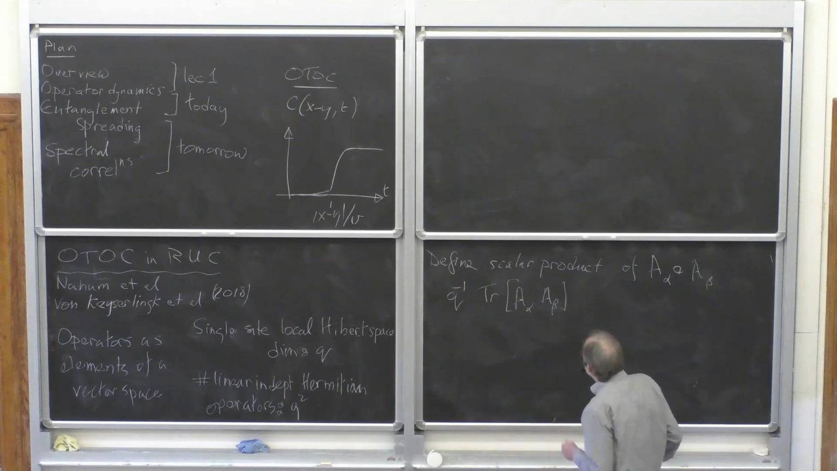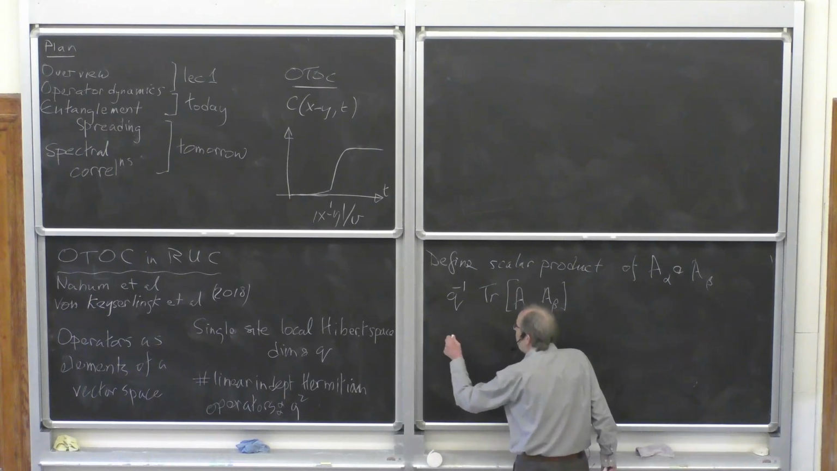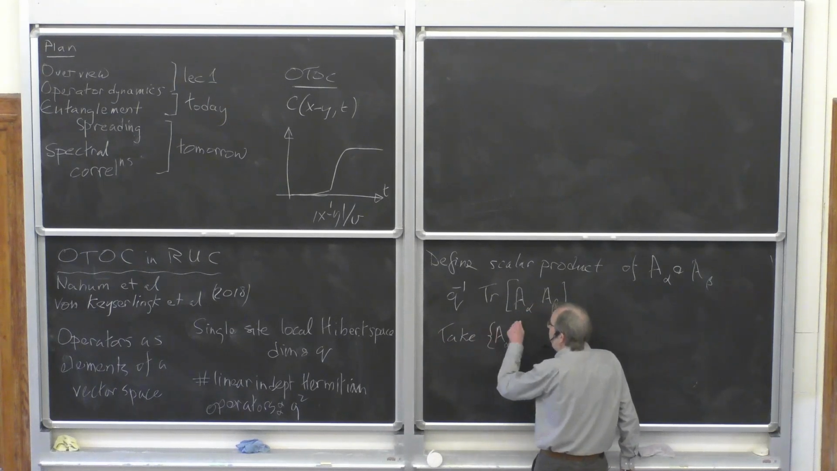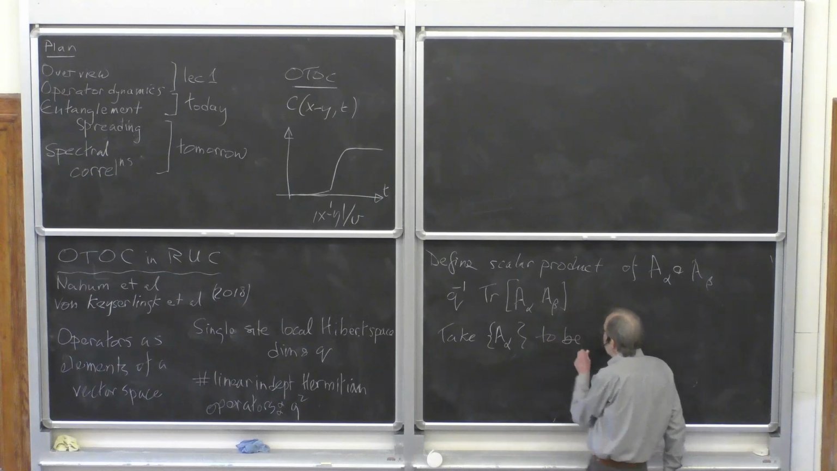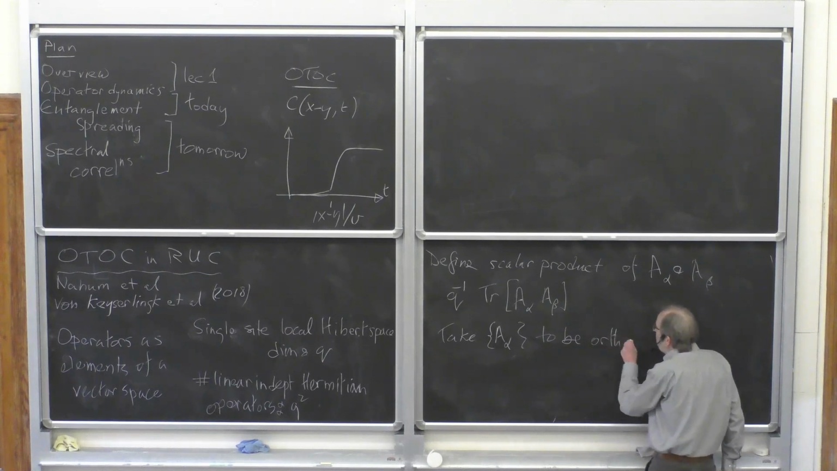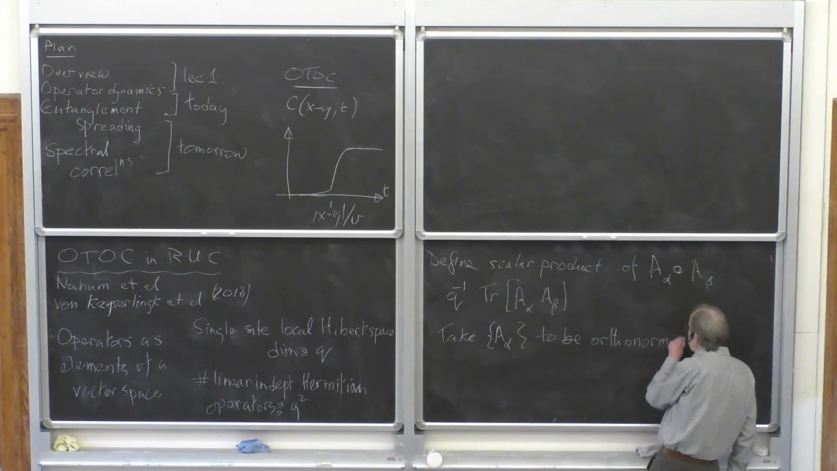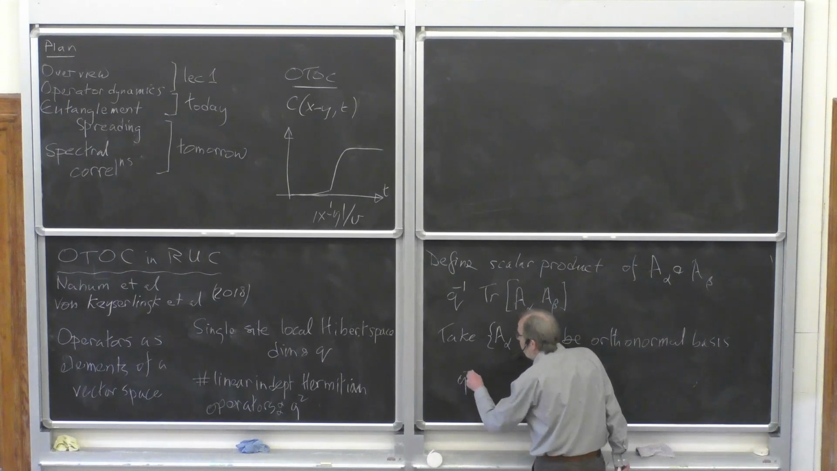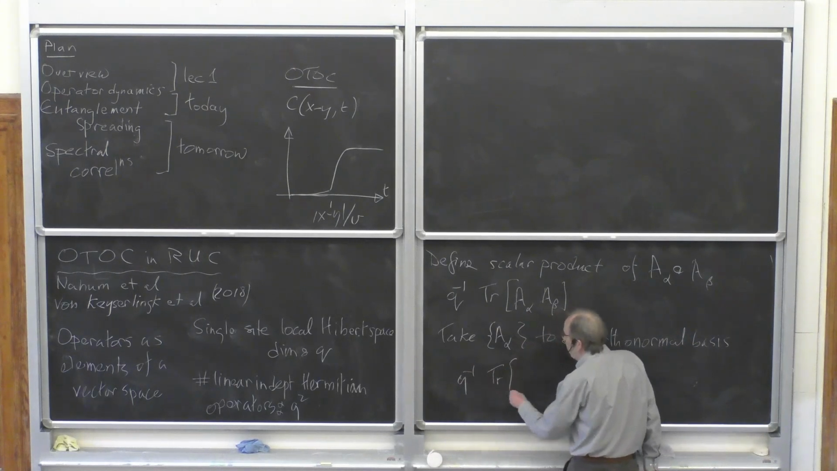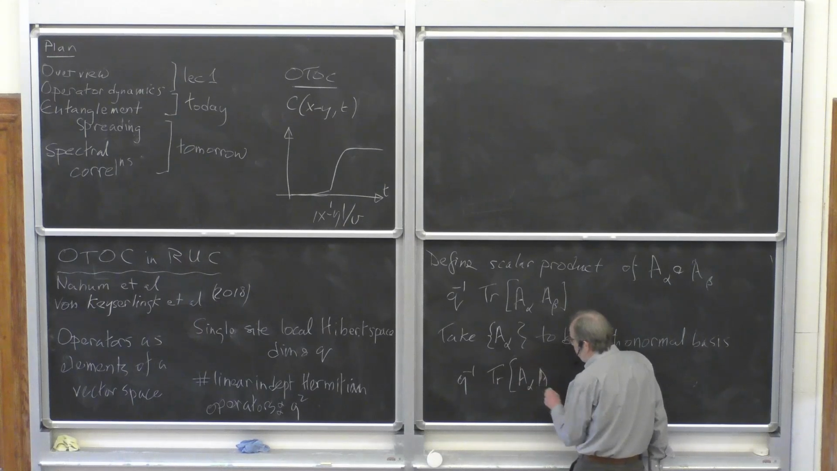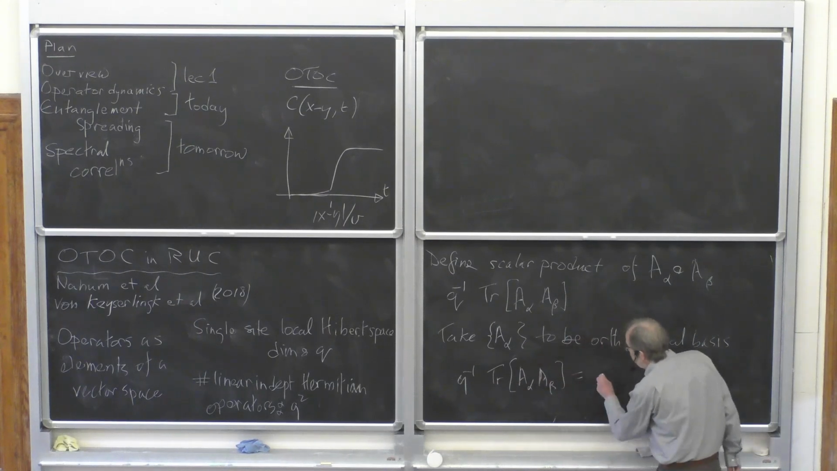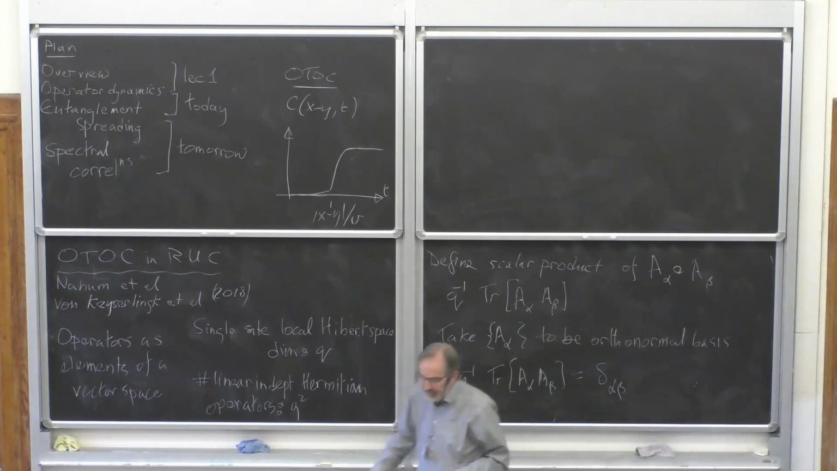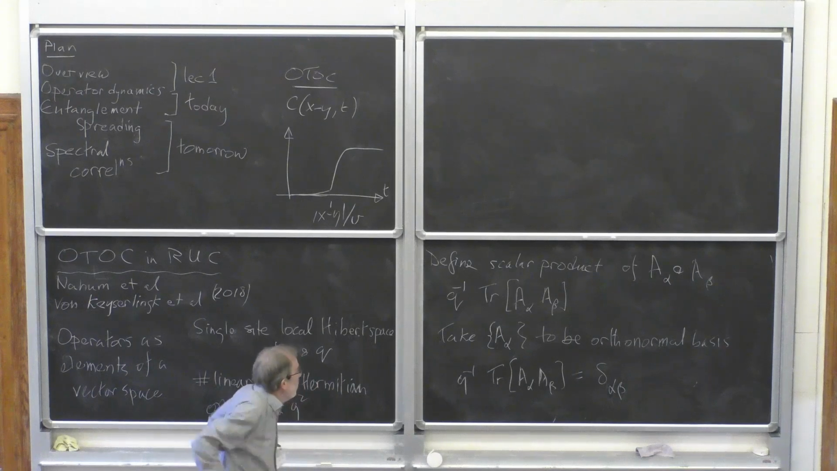And I'll choose an orthonormal basis. So I'll take A alpha to be an orthonormal basis. And then I have Q to the minus 1 trace of A alpha, A beta being given as 1 if the operators are the same and 0 if they're different.